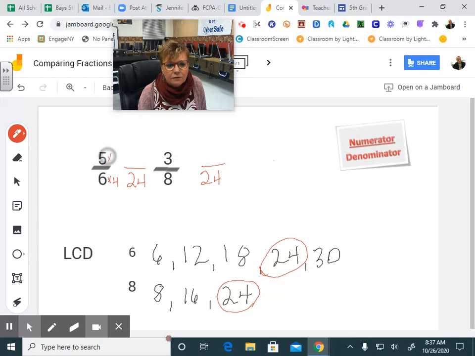So we're going to do the same. We've got to be fair. What we do on the bottom, we do on the top to make it still stay equivalent. 5 times 4 is 20.